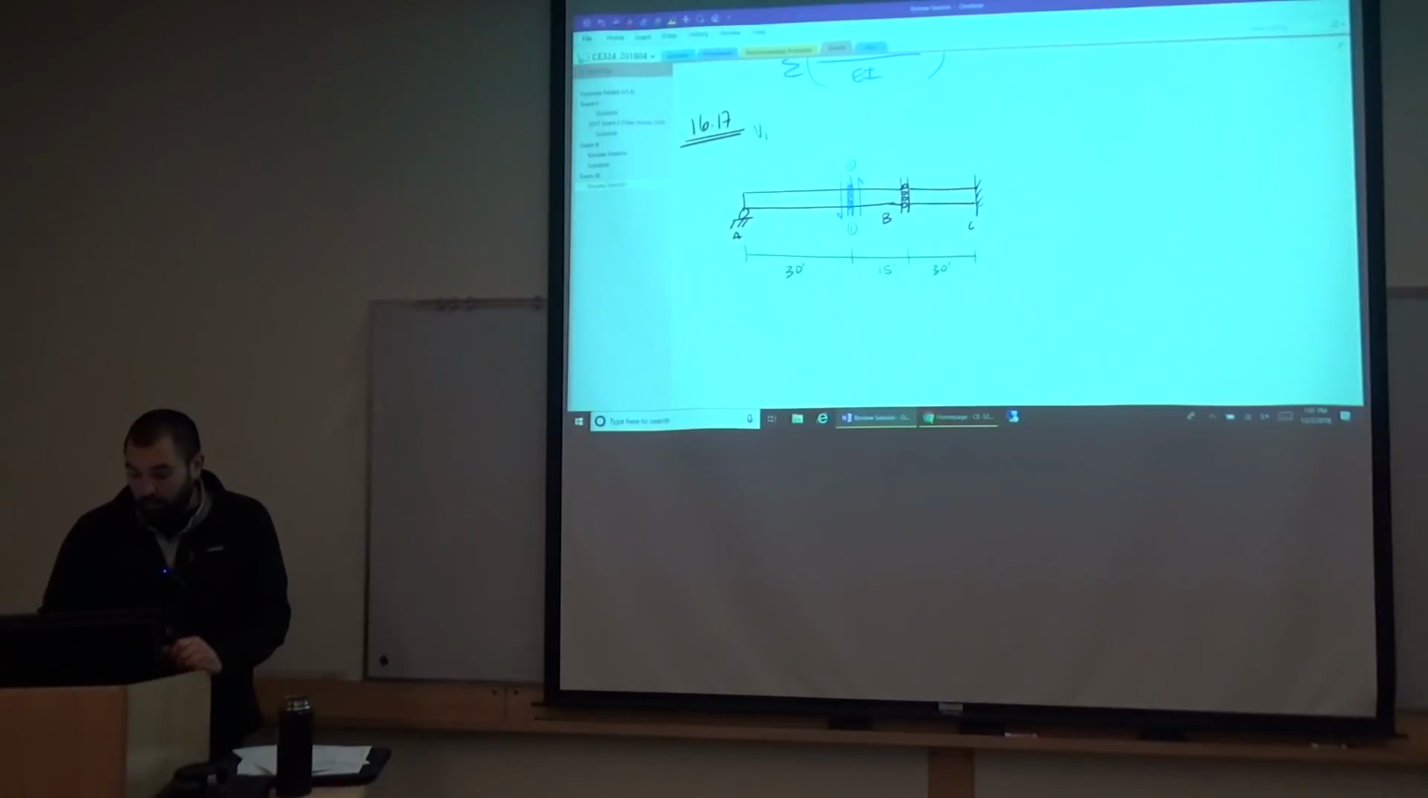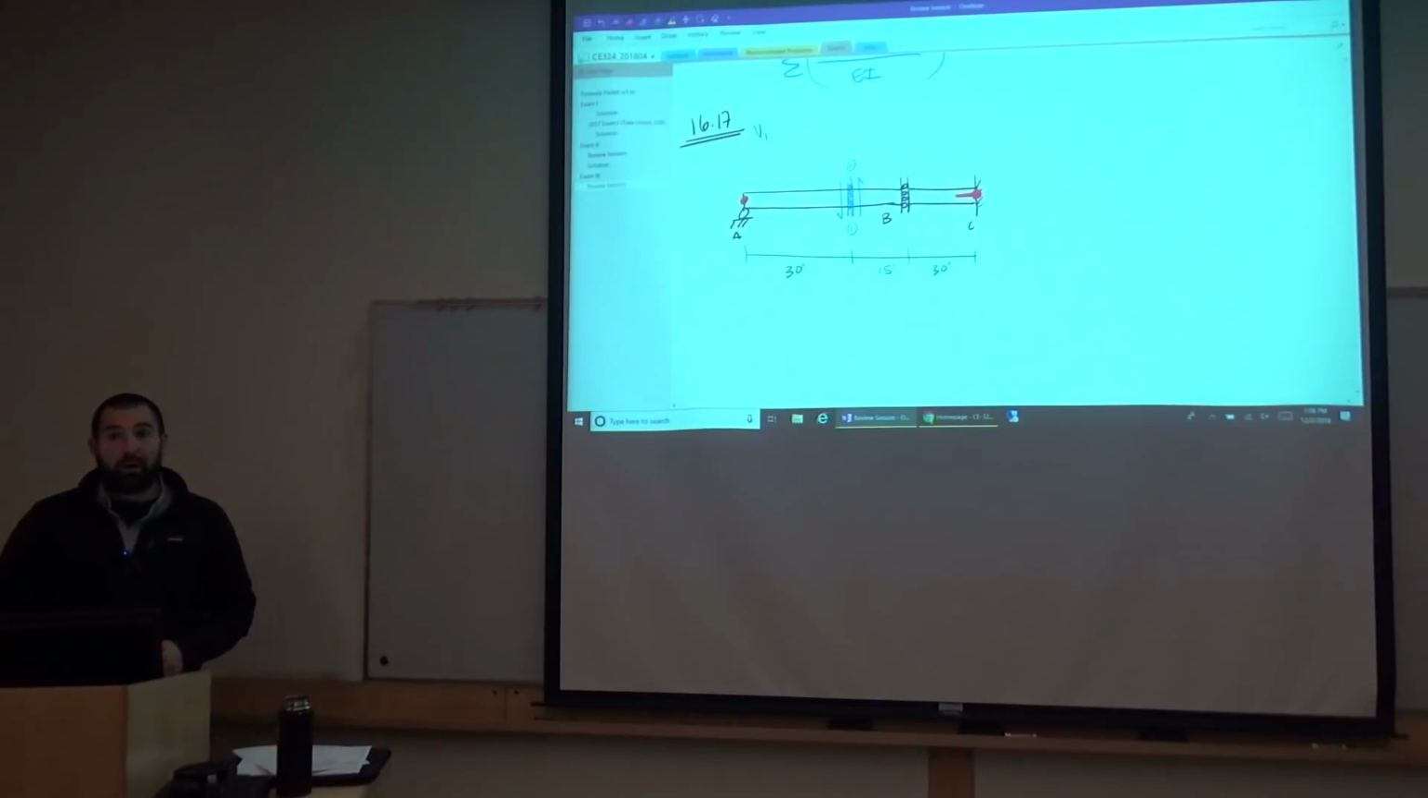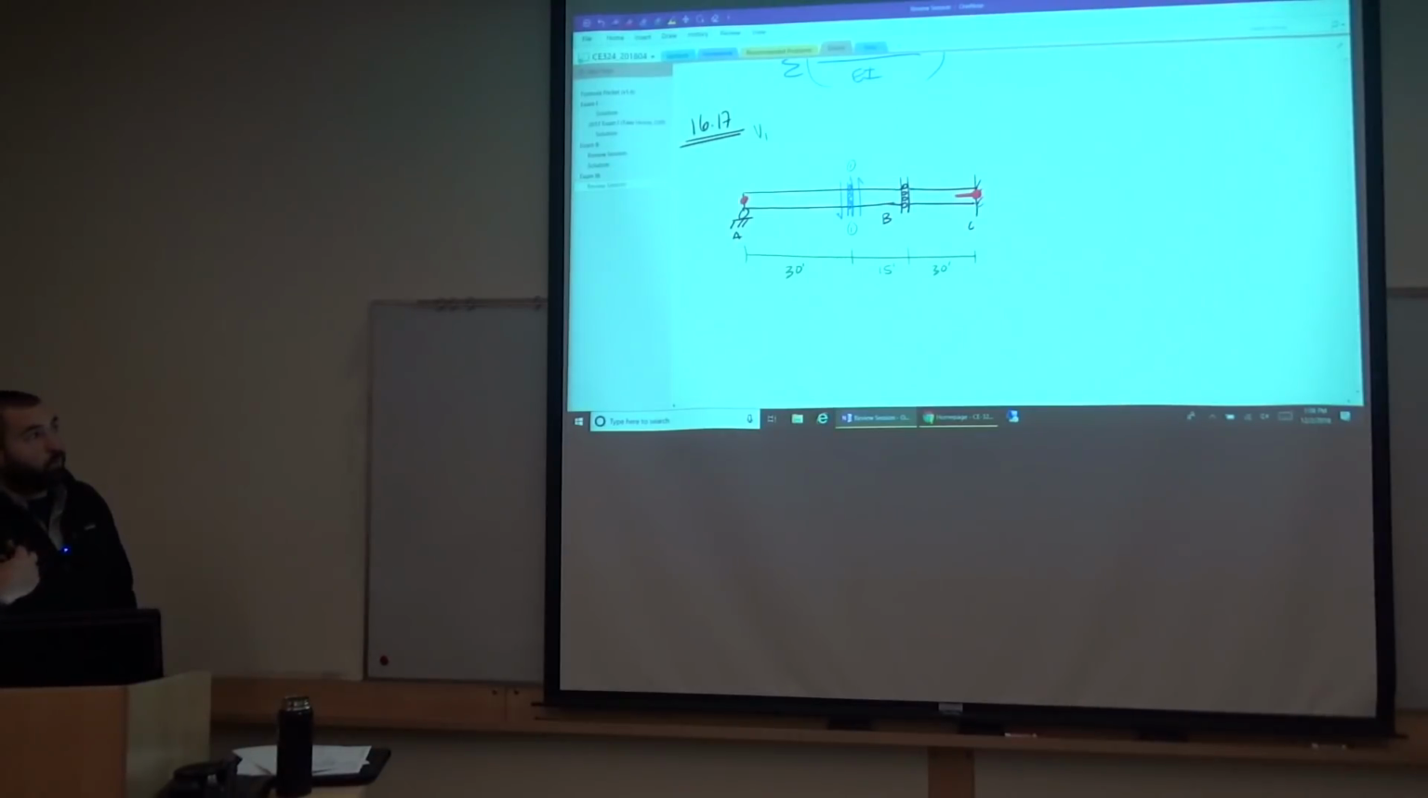What about A? No displacement. What else? C. What about C? No displacement. Yeah, importantly, no rotation because it's a fixed support. And that's the key to this problem. So you can start from whatever side you want.